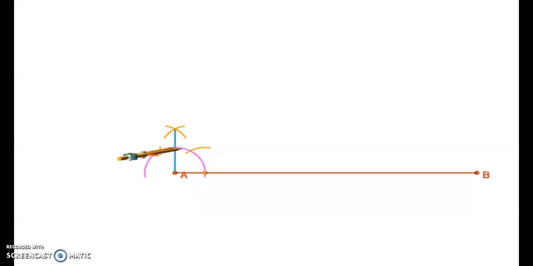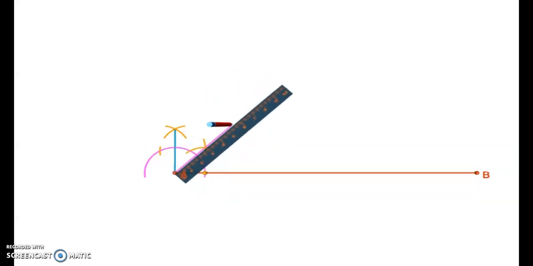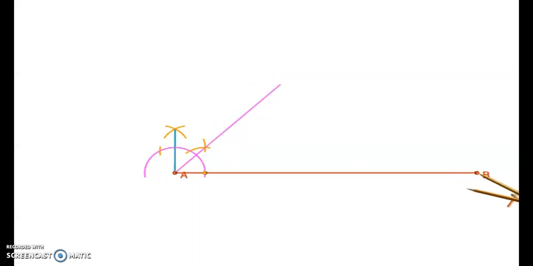For that, we'll repeat the same procedure. We'll be drawing arcs from the 2 points on this angle and just draw the ray passing through A and the points of intersection of these two arcs. Now, on the other side at B, we need to construct angle 60 degrees.